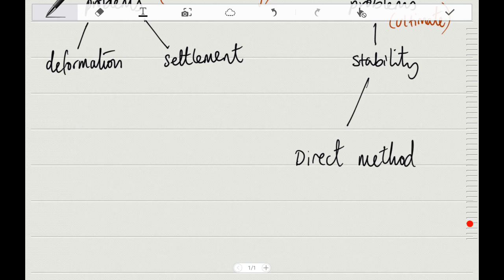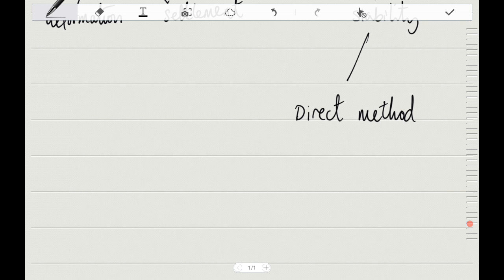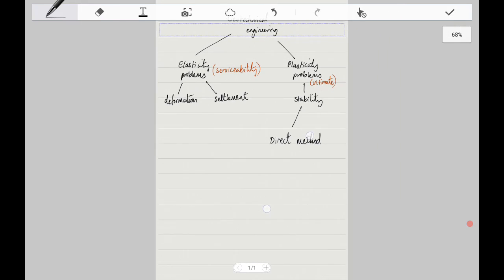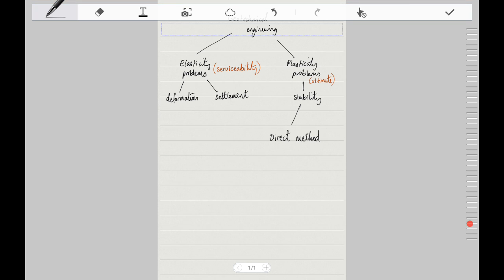So one sort of method is called the direct method. Right, so seeing as the codes don't specify a way in which you can solve stability problems for geotechnical structures, the code doesn't tell you that you have to do it this way. So we can use the approach of a direct method, and this is a plasticity method. So far, in geotechnical engineering, it can be divided into two: elasticity problems and plasticity problems. Basically serviceability and ultimate. Serviceability is looking at deformations and settlement. Ultimate is looking at stability.